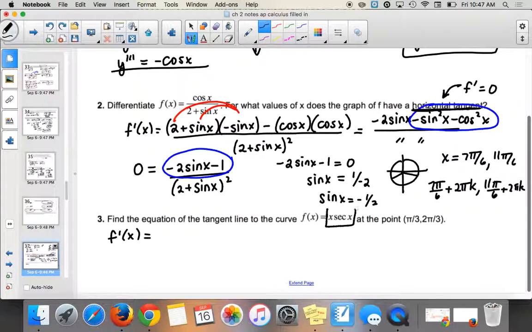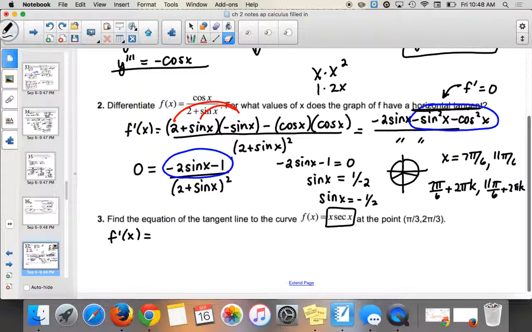So when I have x times secant of x, do you guys all see that that needs the product rule? Because we know how to take the derivative of x individually. The derivative of x is 1. And we know the derivative of secant individually, secant x tangent x. But we can't just take the derivative of each individual thing. That's just like if you had x times x squared. The derivative is not 1 times 2x, right? We talked about that. Do you guys see what I'm saying?